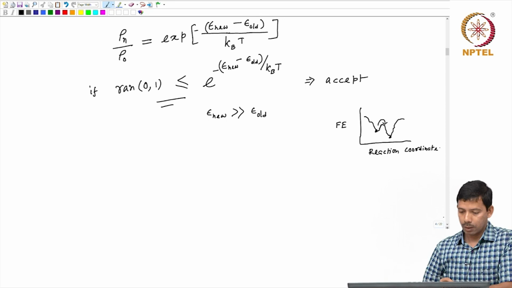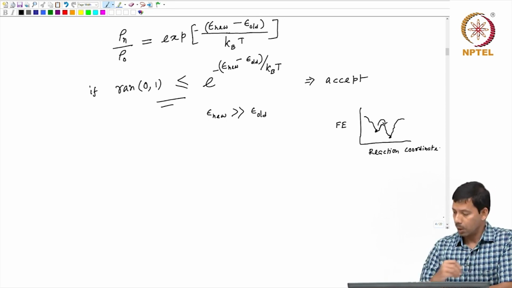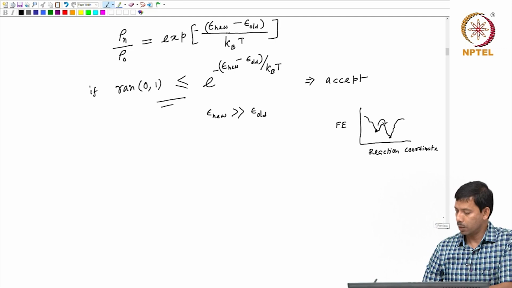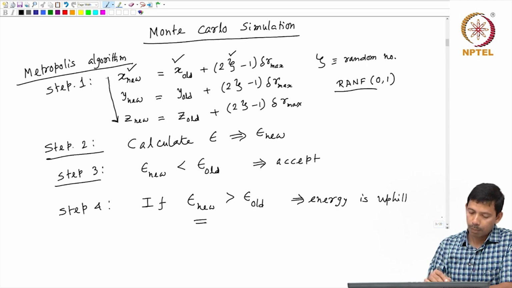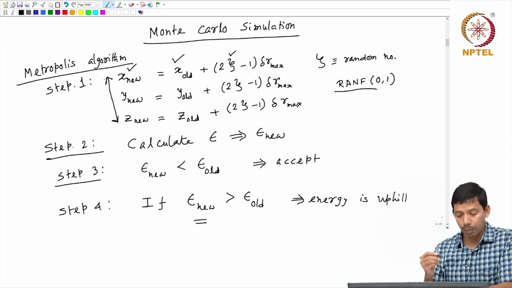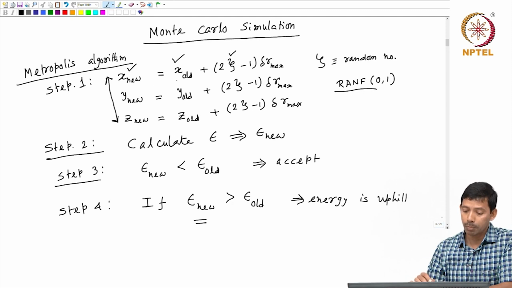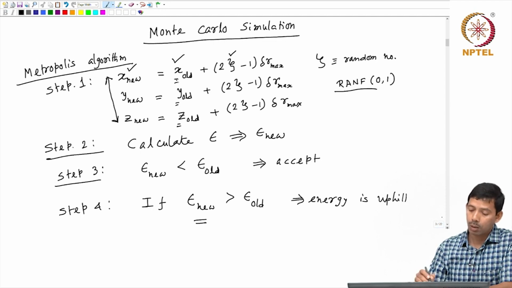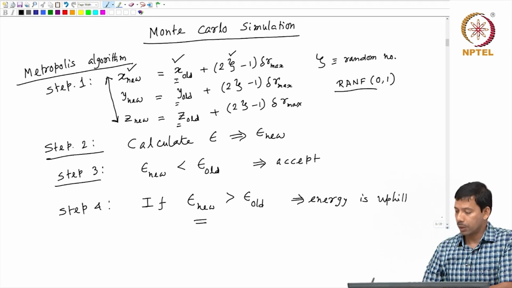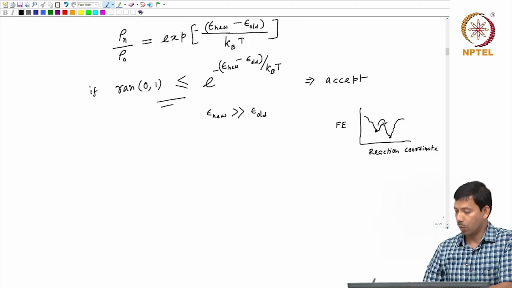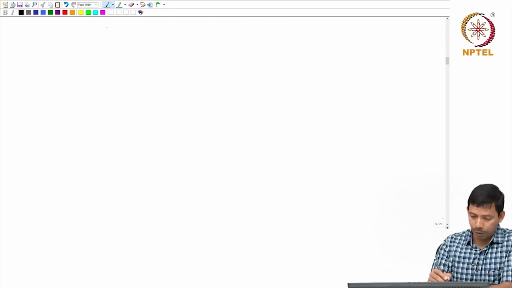Okay, so that's the Monte Carlo simulation. Here one thing I need to stress is that when I'm generating the new conformation, I am using only the preceding step. I am generating the new configuration only based on my preceding configuration. I do not care what the configuration was before X old, and that is where Monte Carlo and molecular dynamics differ.